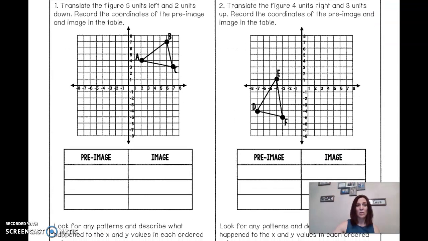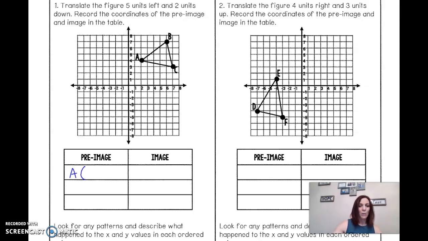Okay? So if I want to translate this figure right here, it's a triangle. We have our vertices A, B, and C. It says translate the figure 5 units left and 2 units down, and then record the coordinates of the pre-image and image in the table. Okay, so remember, our pre-image is the one we have. The image is going to have the prime symbol by it, the apostrophe. So let's start actually with the pre-image. I know it says to do that after, but let's start with A here.